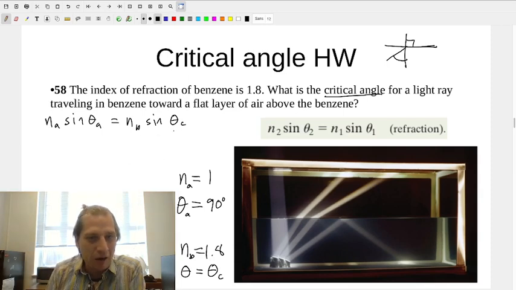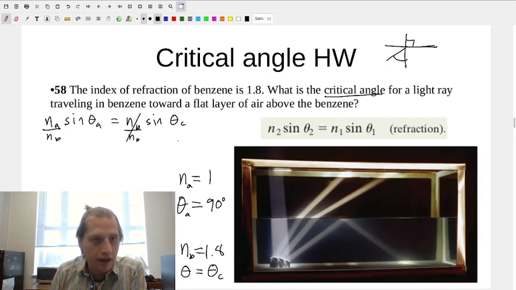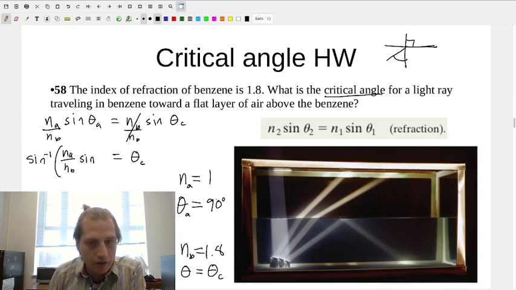So how would I untangle this to get my angle? Well, I would need to divide by n benzene, and then I still have sine of angle c, so I'm going to have to take the inverse sine of both sides. So my critical angle would be inverse sine of n air over n benzene times sine of 90.